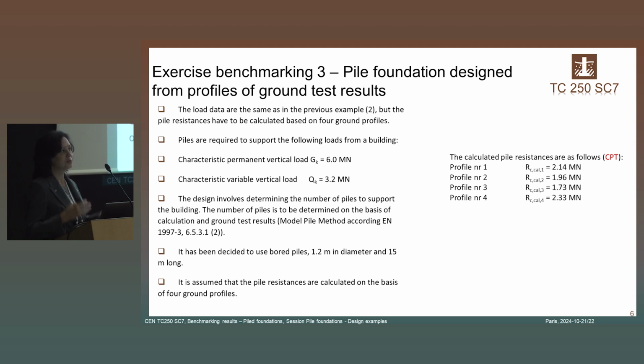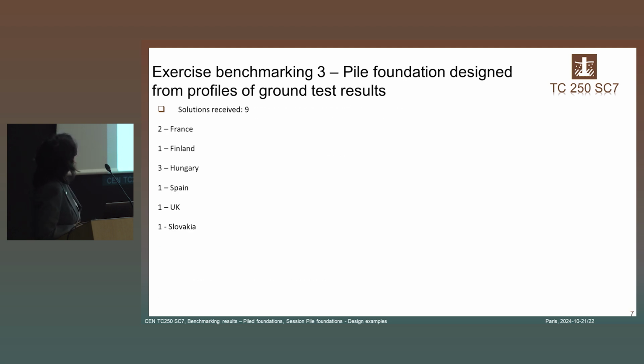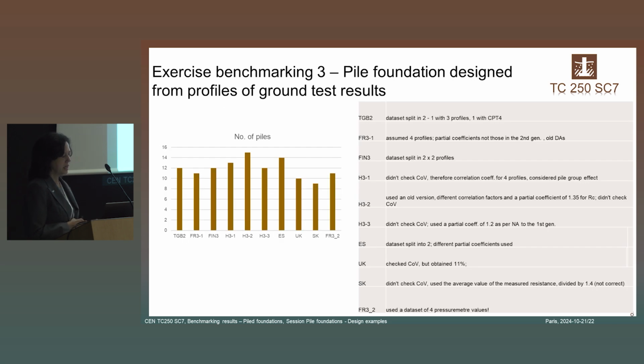But France, of course, supposed that there were 4 profiles of pressuremeter, and the coefficients, of course, are different. So this was my mistake. We received here 9 solutions, 2 from France, 1 from Finland, 3 again from Hungary, 1 from Spain, 1 UK, and 1 Slovakia, so more or less the same as for the previous one. And here are the results, a little bit scattered.